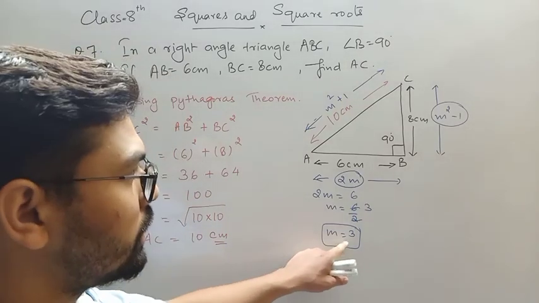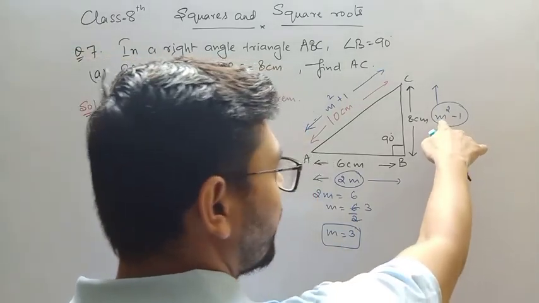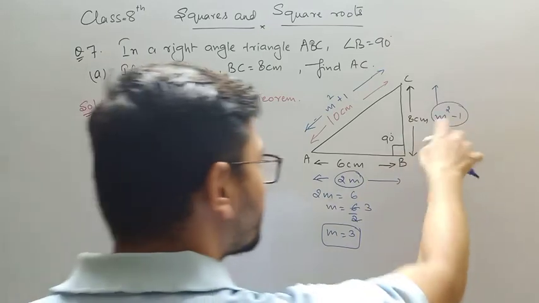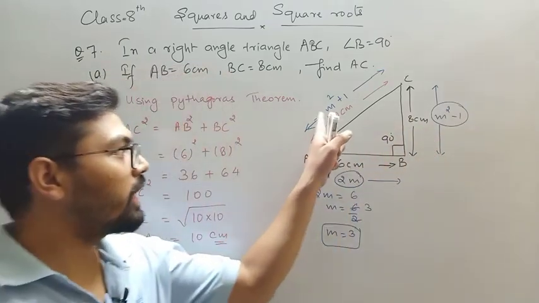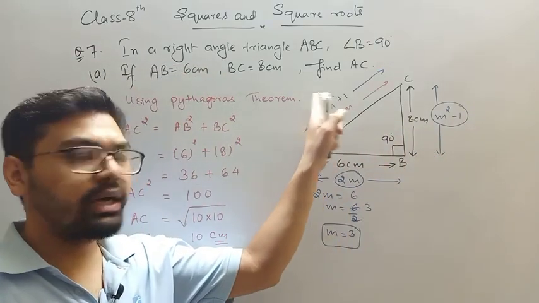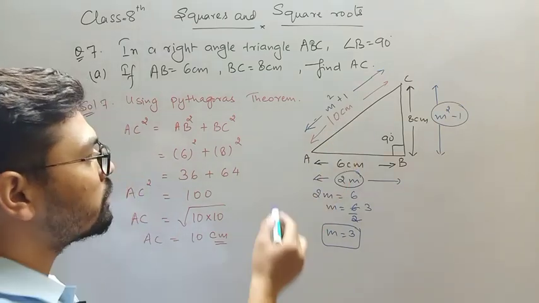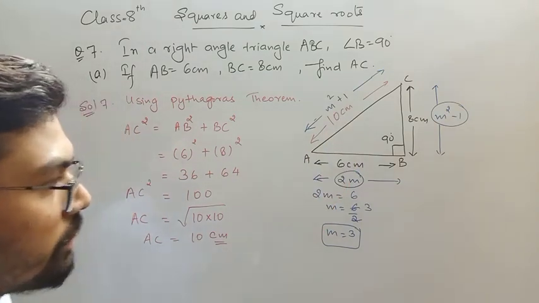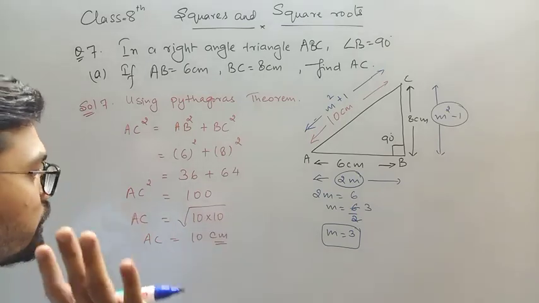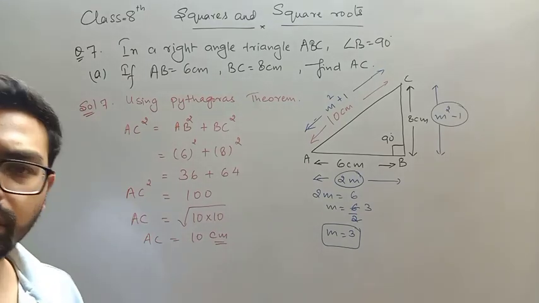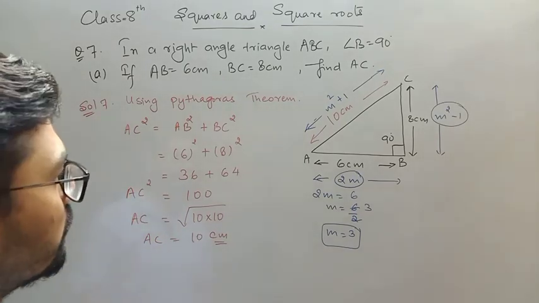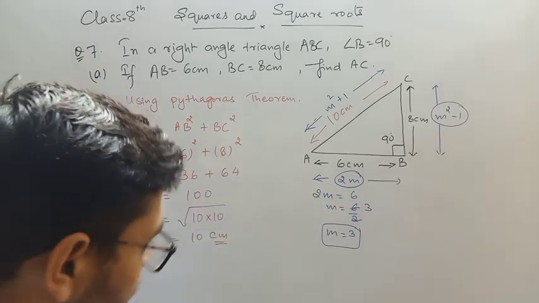So 2m, m square minus 1 and m square plus 1. M is equal to 3. If you put m square, that is 9, 9 minus 1 is 8. And m square plus 1 is 9 plus 1, 10. So these are the two methods. I have given you two methods. Whatever is convenient to you, you can use that method. Both the methods are correct.